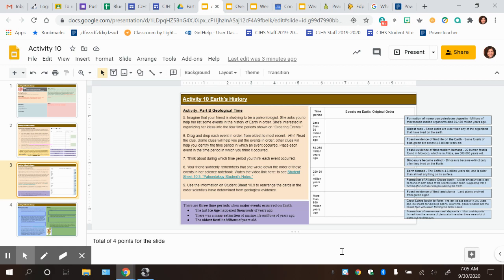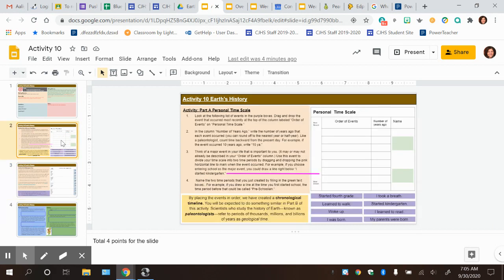Hi everyone. Let's talk about slide 3 on activity 10. Two days ago, you finished this slide where you made your own personal time scale. And up here, you put the most recent thing that happened, and then as you went down the list, this is the thing that happened in the most distant past.